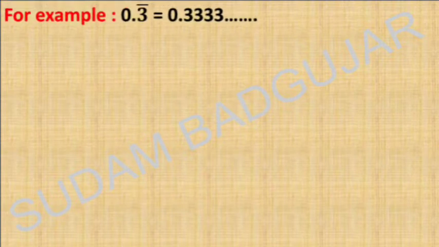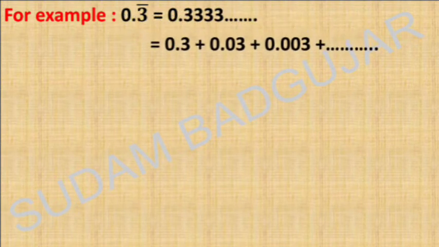For example, 0.3 bar, we will explain this first. 0.3 bar we have to convert into P upon Q form. Let's start. 0.3 bar is equal to 0.333. This value we have to convert into a sum of infinite terms, and all terms are in GP. So see, we can write it this way: 0.3 plus 0.03 plus 0.003 plus 0.0003, and it is nothing but this one.